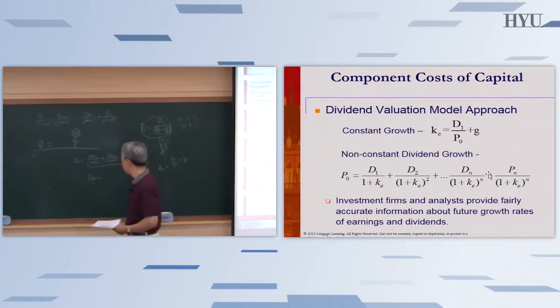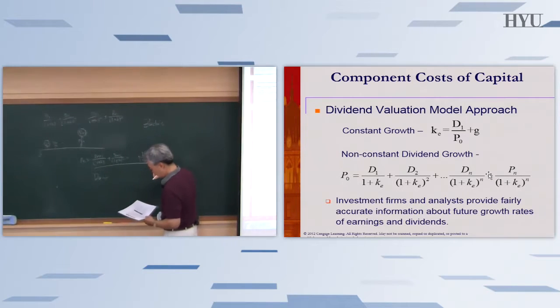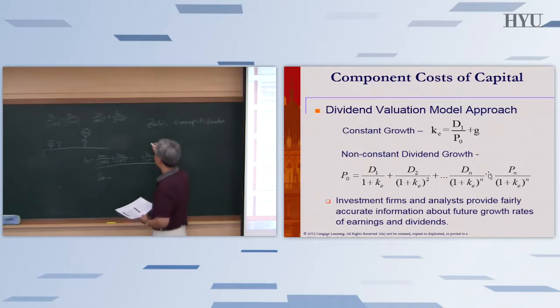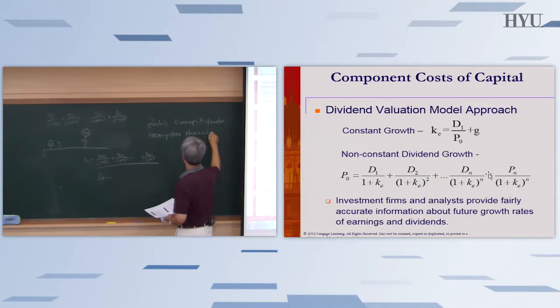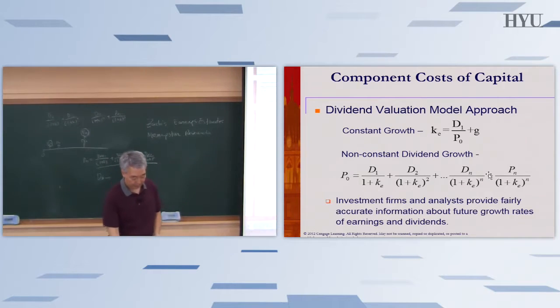Most famous ones, Zacks earnings estimates, Morningstar Research, and so on. Right? So these analysts always come up with the fair value for certain stocks that they follow, right? And they've been pretty accurate.